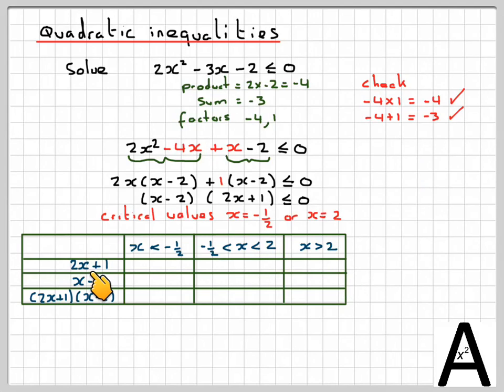Down here we write down the two brackets in any order. So we've got 2x plus 1, x minus 2, and then we've got the result of doing 2x plus 1 times x minus 2. We pick three numbers, one which fits each of these categories. So here I'm going to use minus 1 because it's less than minus 1/2. Here it's obviously use 0 because it's in between minus 1/2 and 2. And here I'm going to use 3.